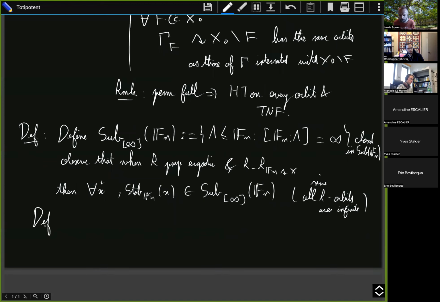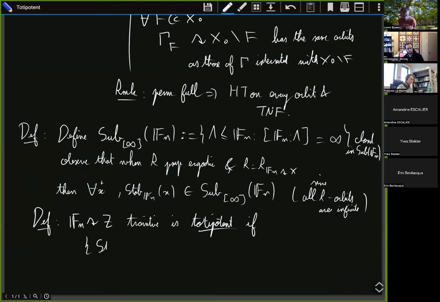Okay, and now the promised definition: gamma acting on a set Z, let's say a transitive action, and let's take this for the free group on n generators, is called totipotent if the set of stabilizers of elements of Z is dense in the space of infinite index subgroups of Fn.